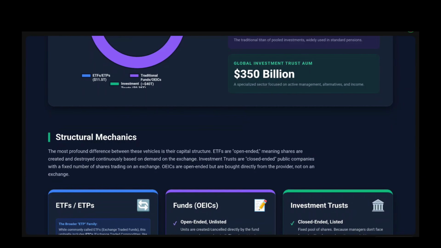So I'm going to talk through the structural mechanics of each. I think it's important to understand this. The most profound difference between these vehicles is the capital structure. ETFs are typically open-ended, meaning shares are created and destroyed continuously based on demand on the exchange. Investment trusts are closed-ended, public companies with a fixed number of shares trading on an exchange. And OEICs are open-ended, but are bought directly from the provider, not on an exchange.